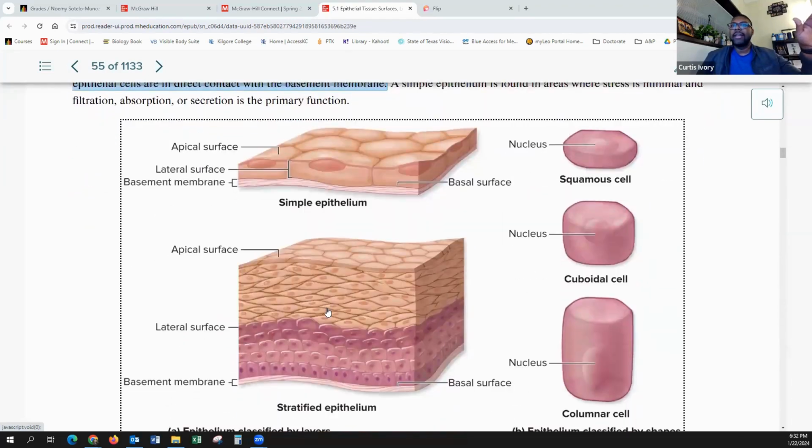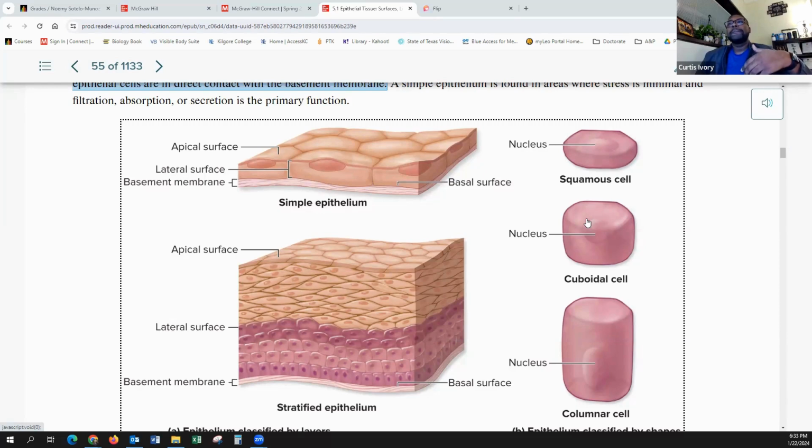Now stratified is where there are several layers. So right here, you can see that we have several layers, but here is just one simple layer. So we see this in skin. Now over here we have some different classifications of cells. So we have squamous, however you want to pronounce it. That is kind of a flat cell. It can be an irregular shape sometimes. Sometimes you can find them squarish or circular, but usually they're going to be kind of odd shaped.